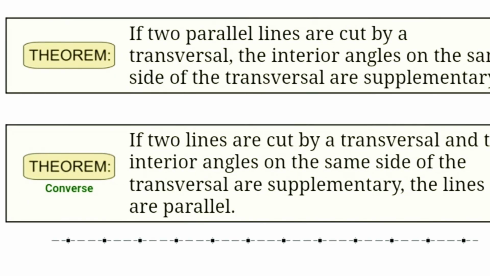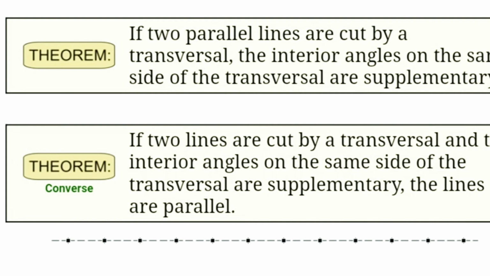Now the third property states, if two parallel lines are cut by a transversal, the interior angles on the same side of the transversal are supplementary. And the converse of that: if two lines are cut by a transversal and the interior angles on the same side of the transversal are supplementary, the lines are parallel.